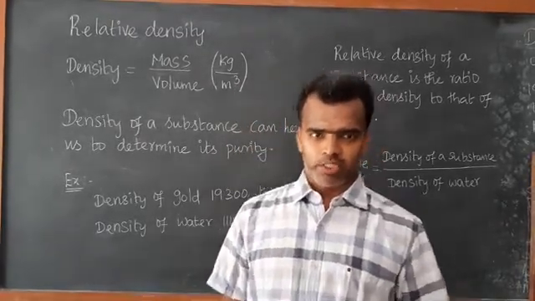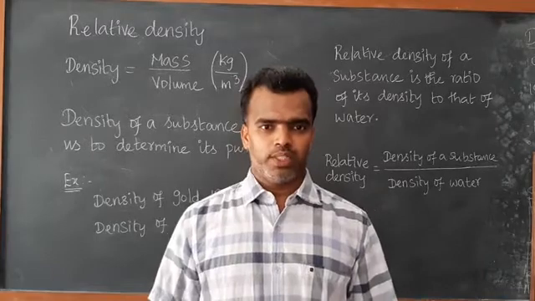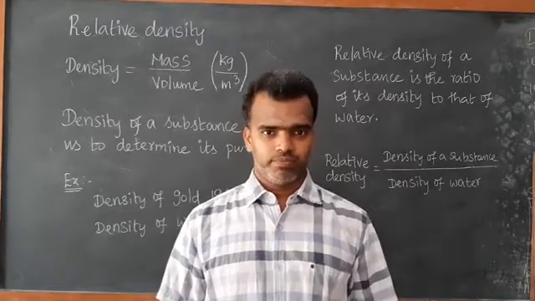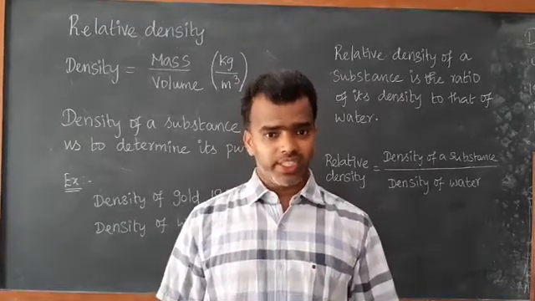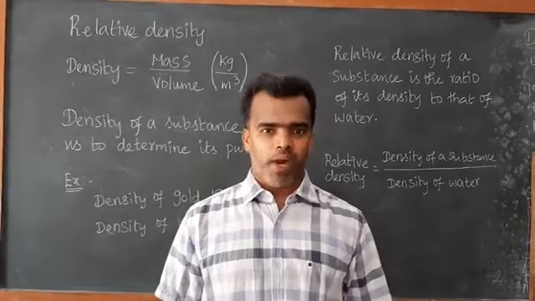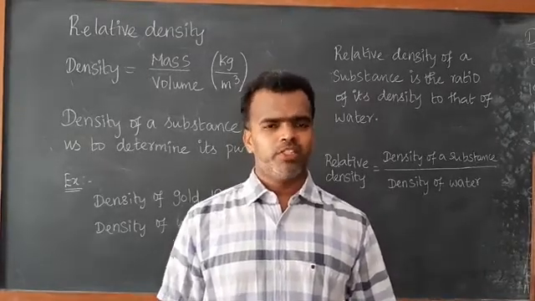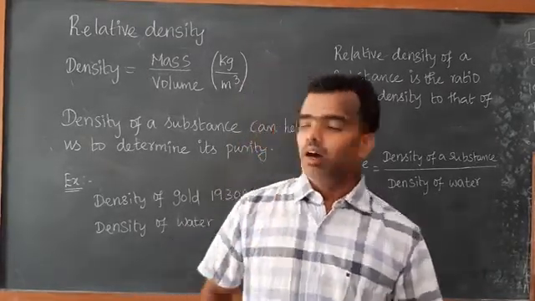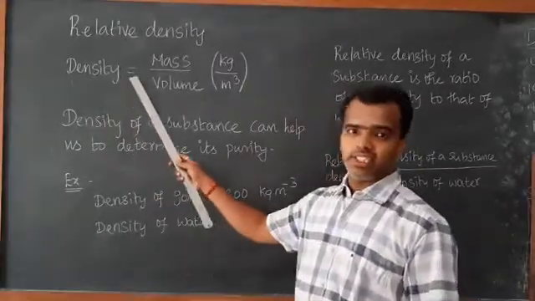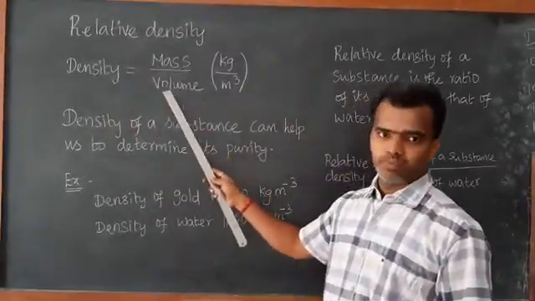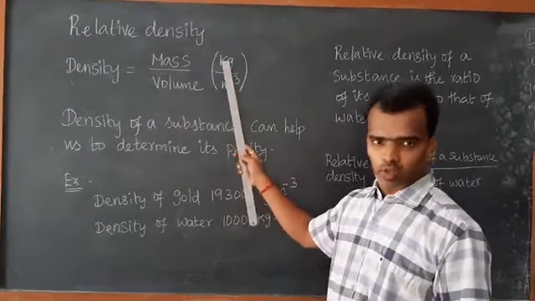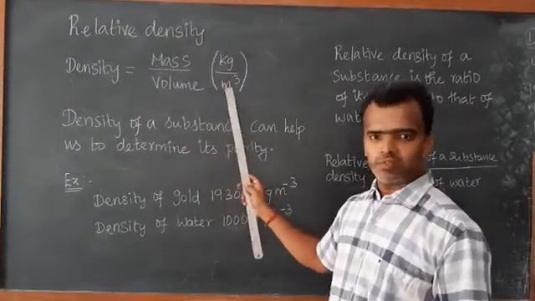Before starting relative density, we should know what density is. Generally, what is density? Mass per unit volume. So we can write density is equal to mass by volume. The SI unit of mass is kilogram, and the SI unit of volume is meter cube.